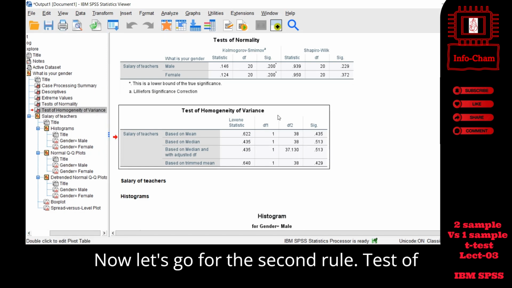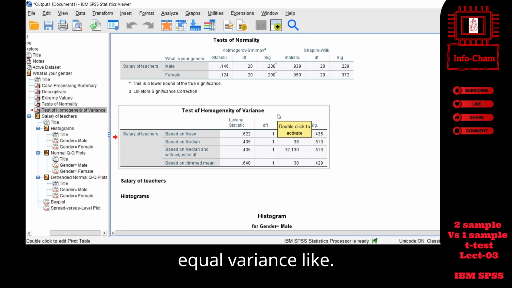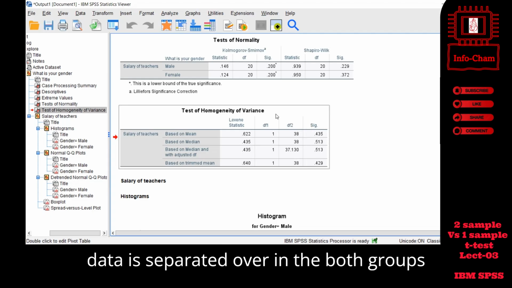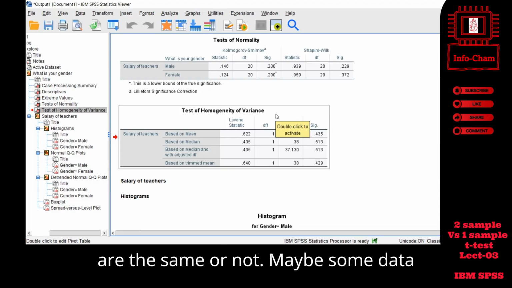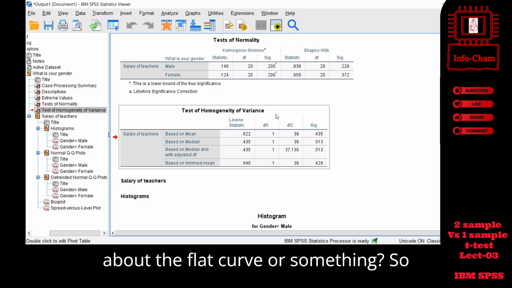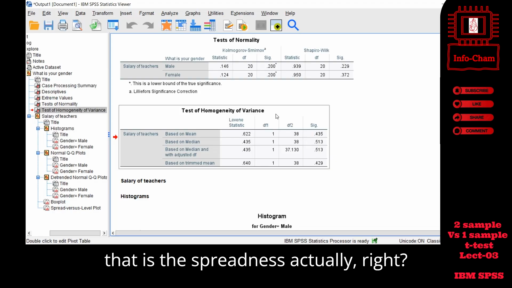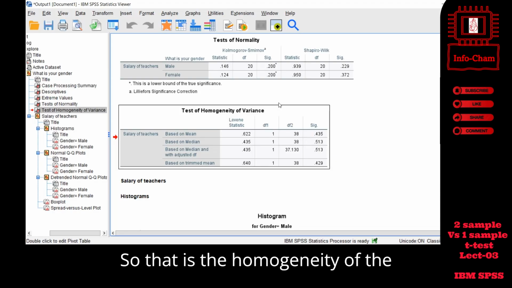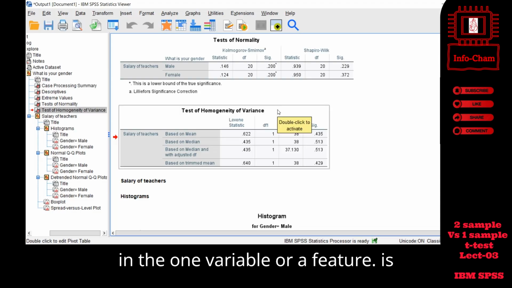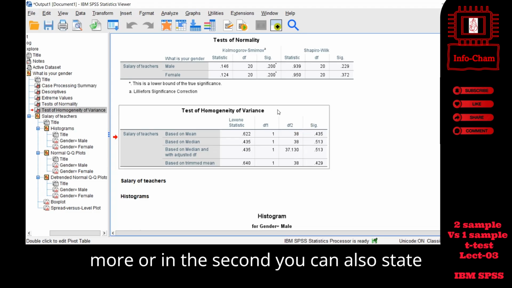Now let's go for the second rule. Test of equal variance, like homogeneity of variances, right? That is, whether the data spread in both groups is the same or not. Maybe some data is spread very little. Do you know about the flat curve or something? So that is the spreadness actually, right? So that is the homogeneity of the variance. We have to check whether the spreadness in one variable or feature is more than in the second.